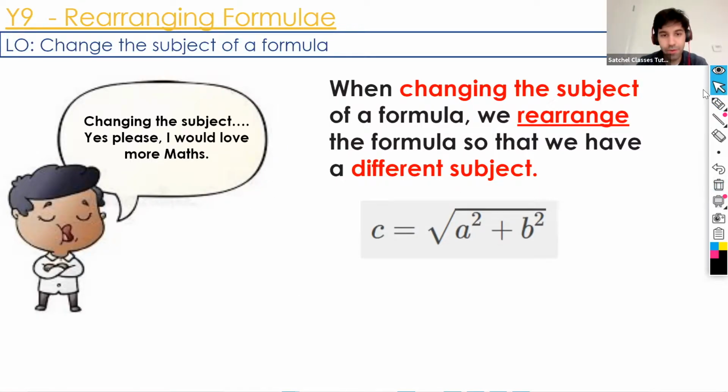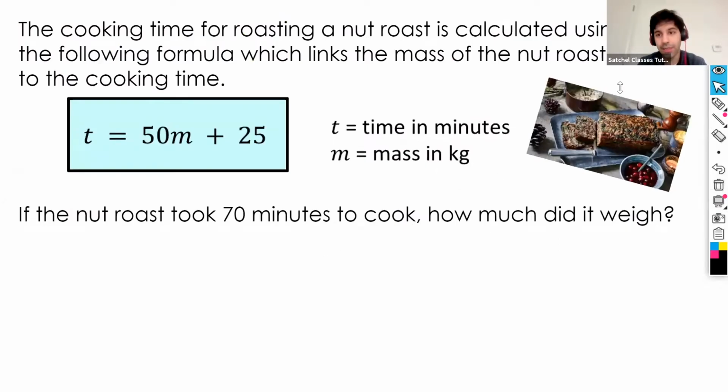So moving on to the next slide, here's a worded example. So the question says the cooking time for roasting a nut roast is calculated using the following formula, which links the mass of the nut roast to the cooking time, where T is the time in minutes and M is the mass. So the time is equal to 50 times the mass plus 25. Now, if the nut roast took 70 minutes to cook, how much did it weigh?